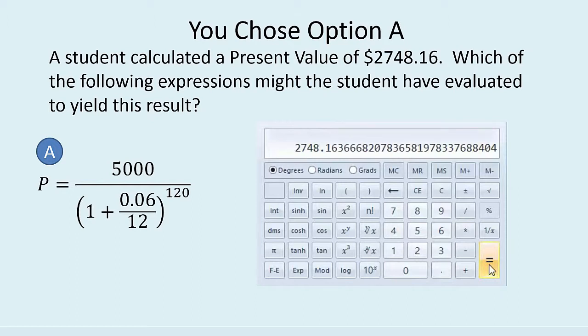So we get $2,748.16. You are absolutely correct. Great job.